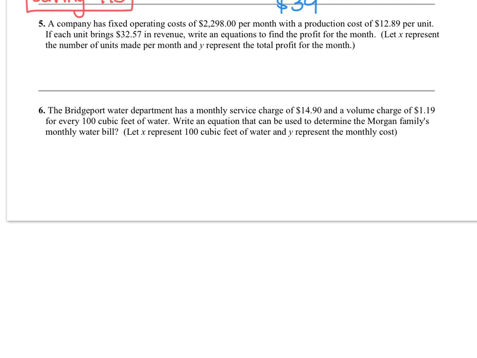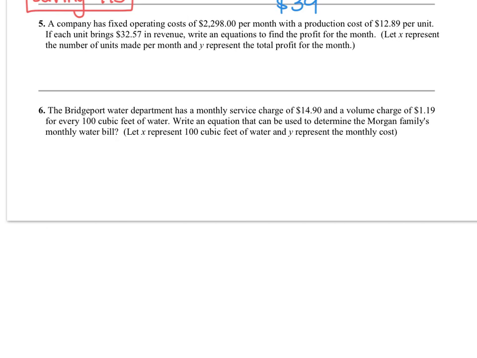All right, 5. A company has fixed operating costs of $2,298 per month. So that's how much it costs for them to pay their employees and rent the building and pay for heat and buy materials and that kind of thing. Then there's a production cost of $12.89 per unit. Maybe they're making televisions, and it costs the company $12.89 to make every TV.